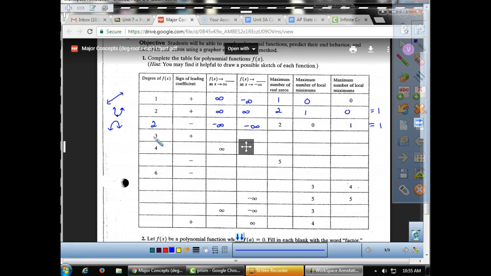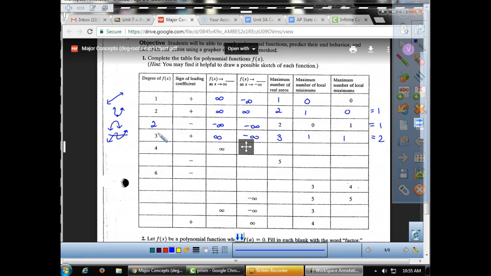Let's move on. A degree of 3 with a positive leading coefficient, we know the ends do this. So that means as you go to the right, you're going up. As you go to the left, you're going down. What's the maximum number of real zeros you can have? 3. Because it could cross through 3 times. If I made this one go up and then back down like this, you see how I could get 3? That's my x-axis. So I could get 3. What's the maximum number of local minimums, I should say? 1 and 1, and that gives us a 2.